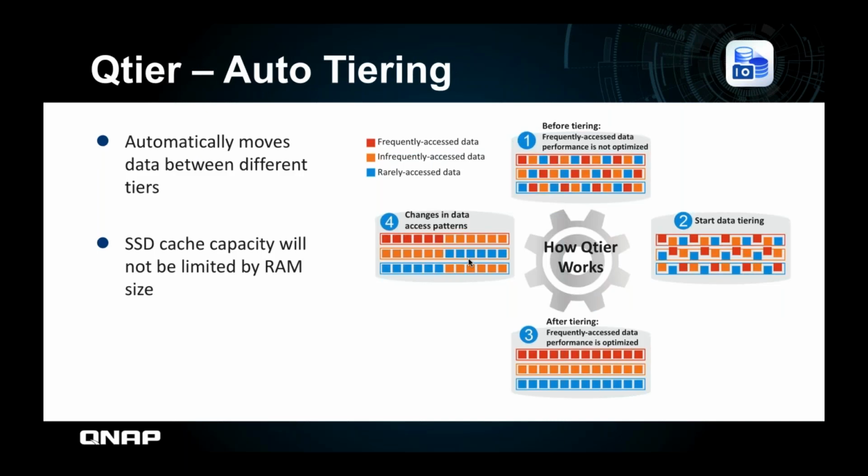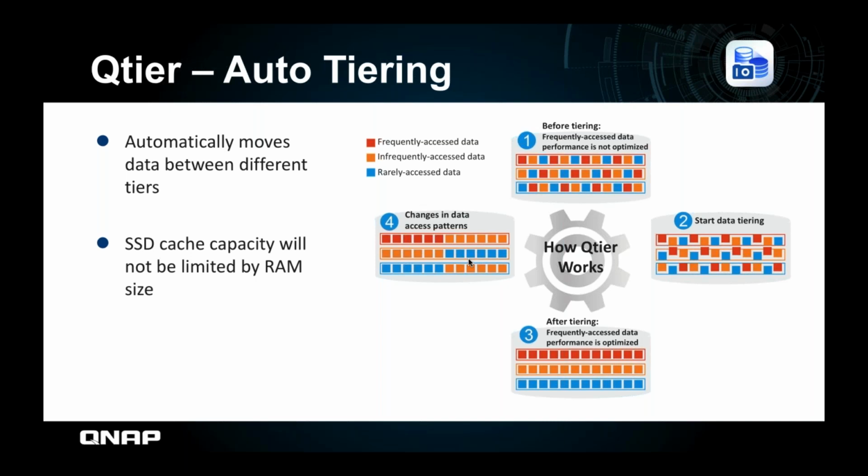We also offer Qtier, automatic tiering. This can automatically move the data that is used most frequently, relocate that to your higher speed storage, such as SSDs.